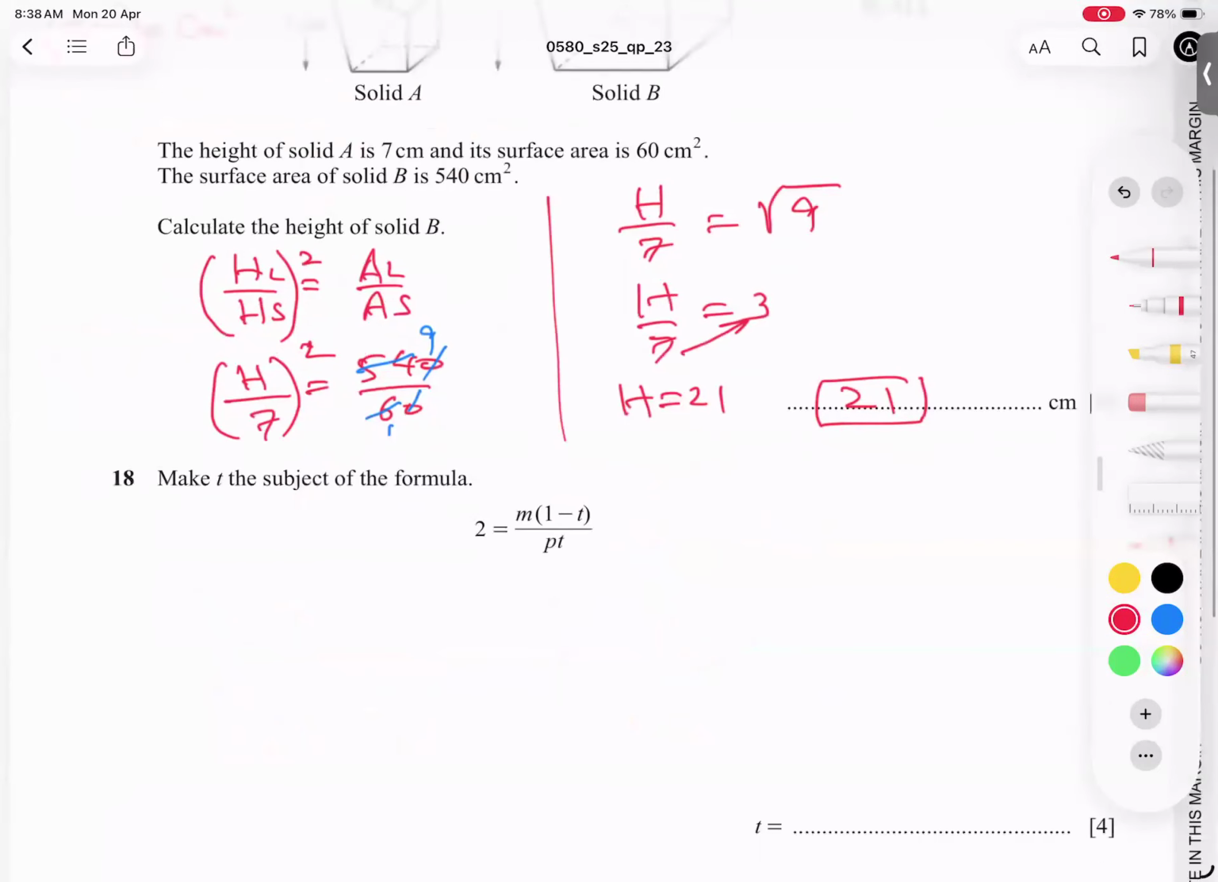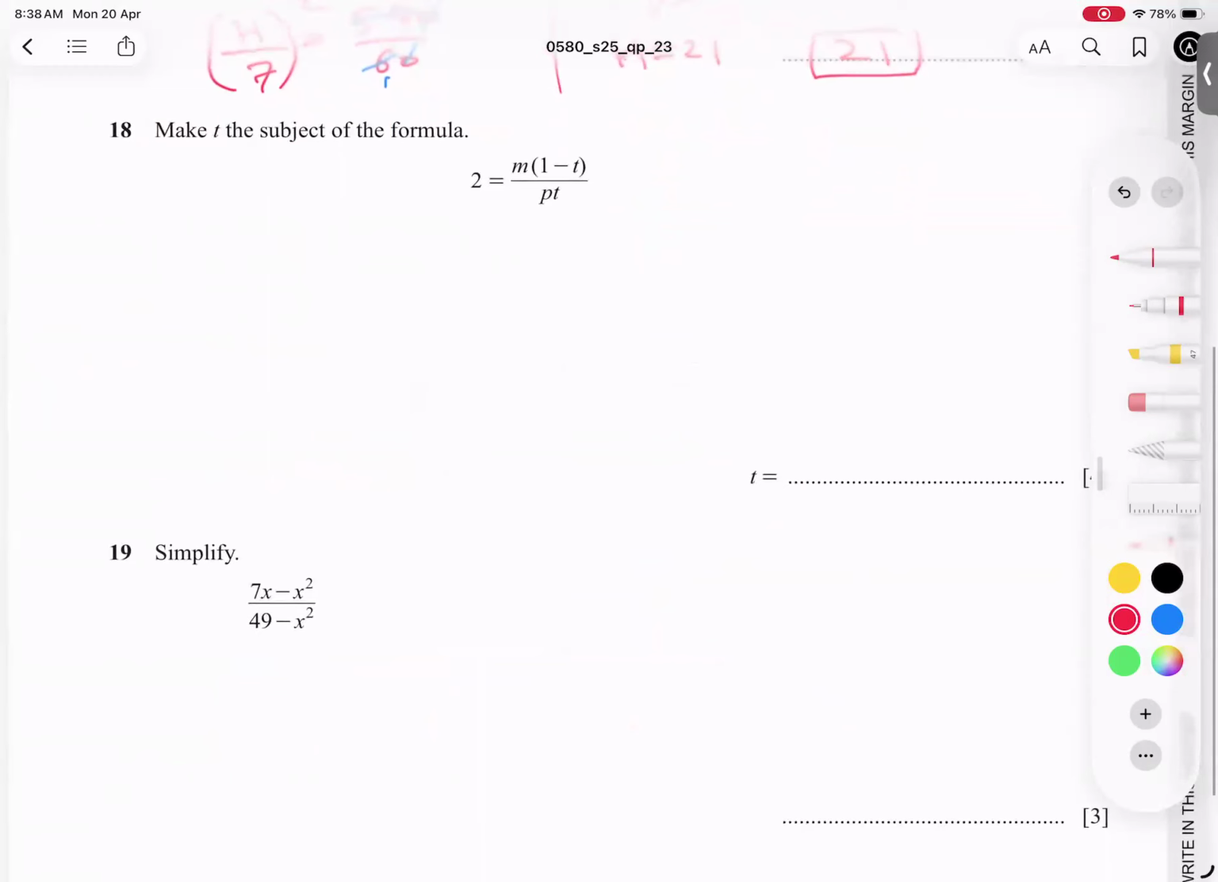Now, students, we are going to solve number 18. There are two t's involved, up and down. Some students try to cancel t like this. Impossible. So first multiply this. 2pt is equal to m multiplied inside is better: m minus mt. Now we have this t involved in here. So either bring this on the one side and this on the other side, but I think I will bring mt on the left side.